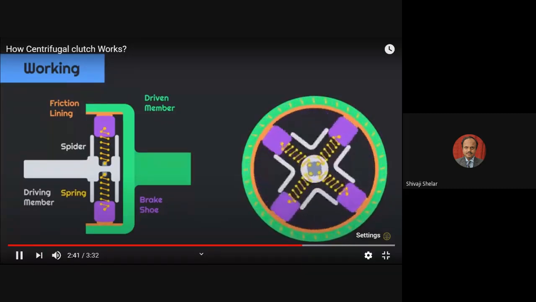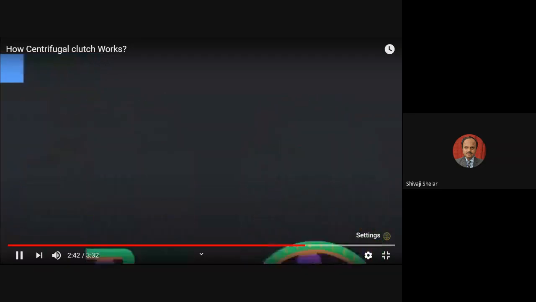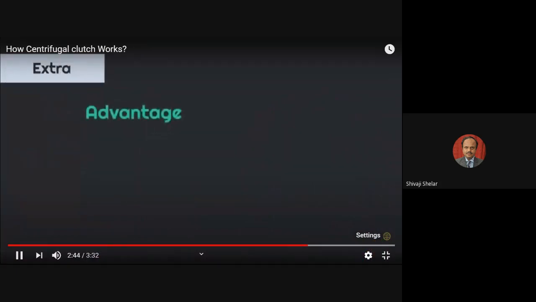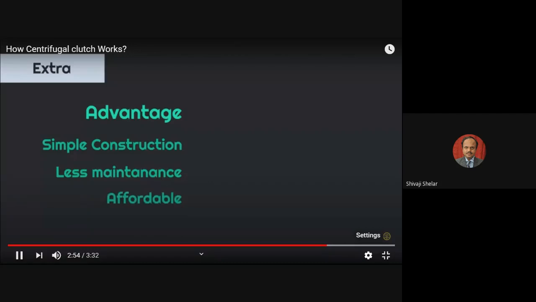There are many advantages of centrifugal clutch. The first one is simple construction with fewer parts, which leads to less maintenance. Manufacturing cost is also low, which makes the clutch very affordable. Since this is a fully automatic clutch, it does not require any operating mechanism.